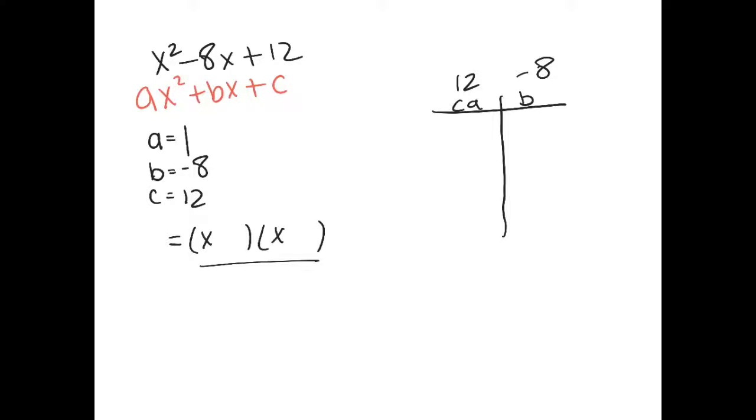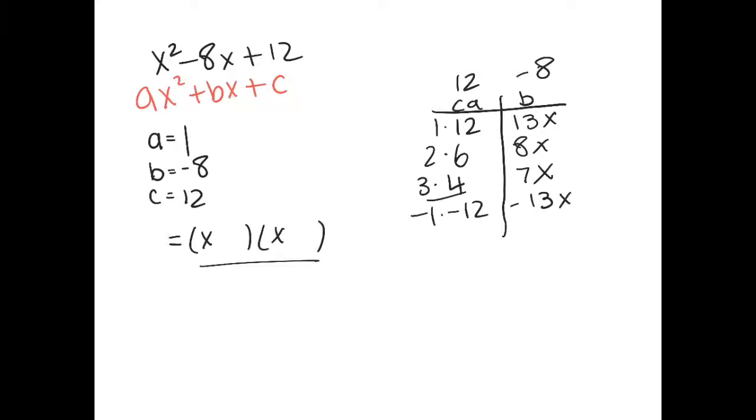So 1 times 12 is 12, but it adds to 13. That's wrong. We've got 2 times 6, that adds to 8. That's wrong. We've got 3 times 4. Those two add to 7. That's wrong. We've got, now remember, two negatives multiplied by each other equals a positive. So now we go into the negatives. We've got -1 times -12. That's -13. Still wrong.